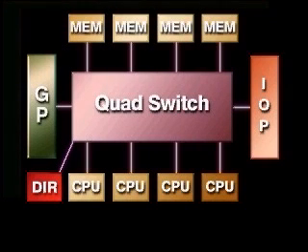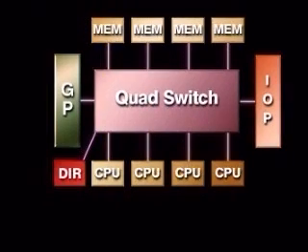Now, multiple CPUs can make multiple requests to memory. So as more and more transfers take place, the quad switch continues to field the requests. These requests take place in the minimum amount of time, which is called minimum local latency.